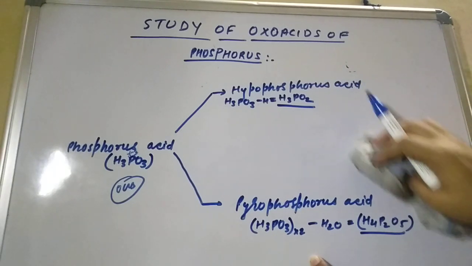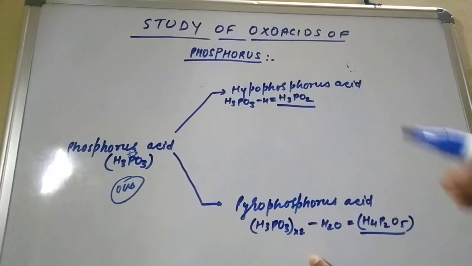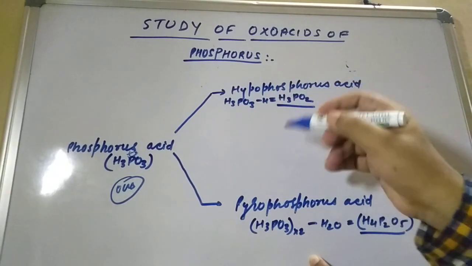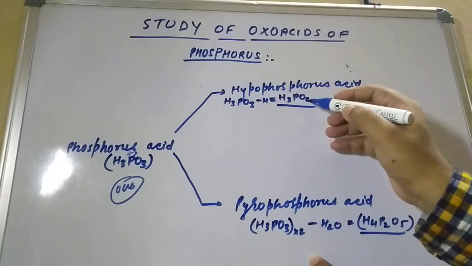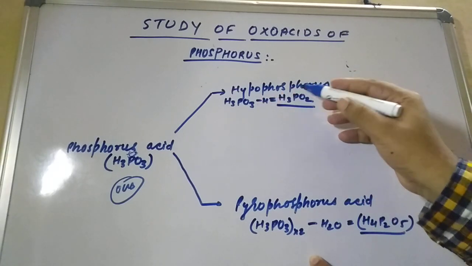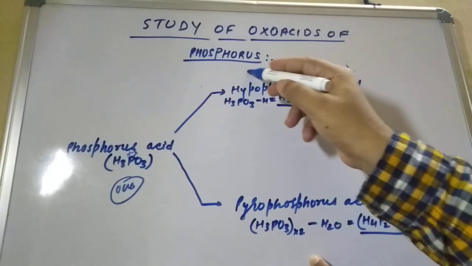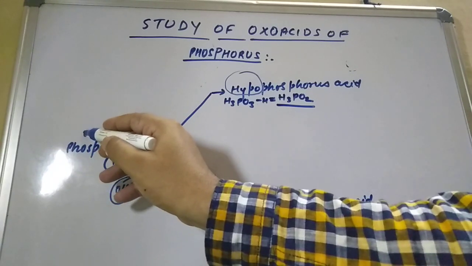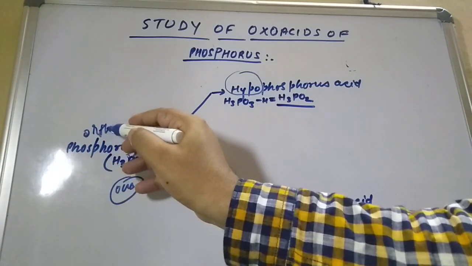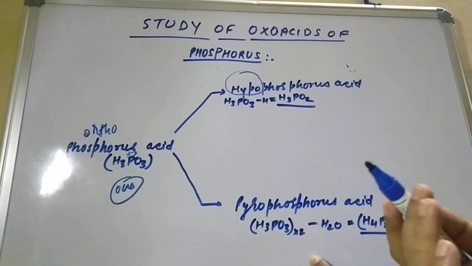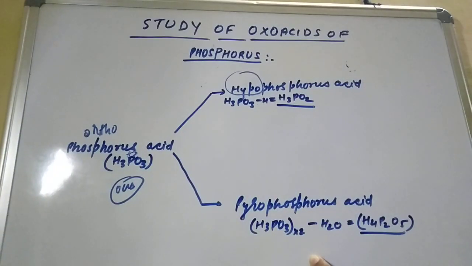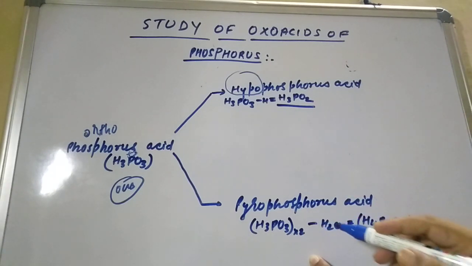Now, from phosphorus acid, two more acids are derived. The first is hypophosphorus acid. Phosphorus acid is also known as orthophosphorus acid. From orthophosphorus acid, if you remove one oxygen, the acid formed is known as hypophosphorus acid, using the term hypo.